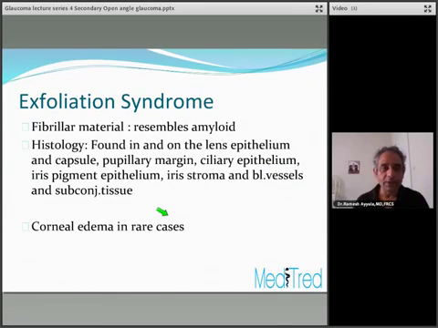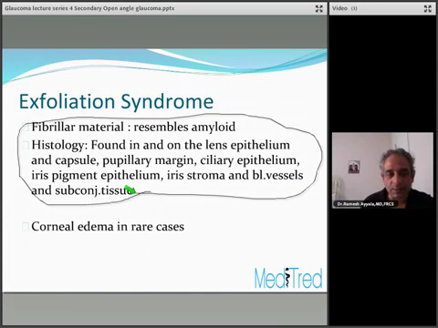So what is this material? It resembles amyloid, but it's not exactly amyloid. And histology found this material to be in and on the lens epithelium and the capsule, pupillary margin, ciliary epithelium, iris pigment epithelium, iris stroma, blood vessels, and subconjunctival tissue. So you practically find this everywhere in the anterior segment. This fibrillar material resembles amyloid.